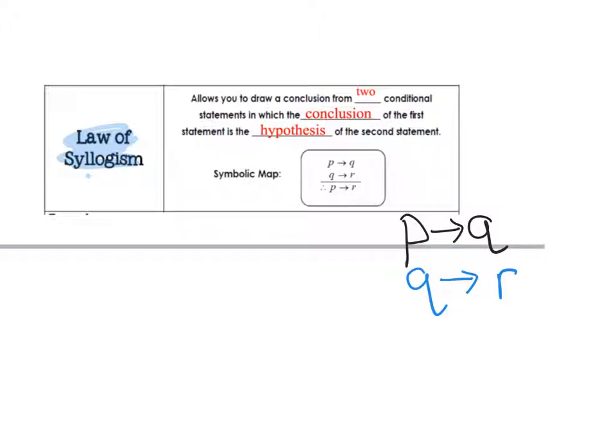So it says I need two conditional statements. I got it. And now it says that the conclusion of the first one, which is Q, should match the hypothesis of the second. So do those two say the same thing? Yes. So then my conclusion is P to R. Well, we just got to get in here and practice.